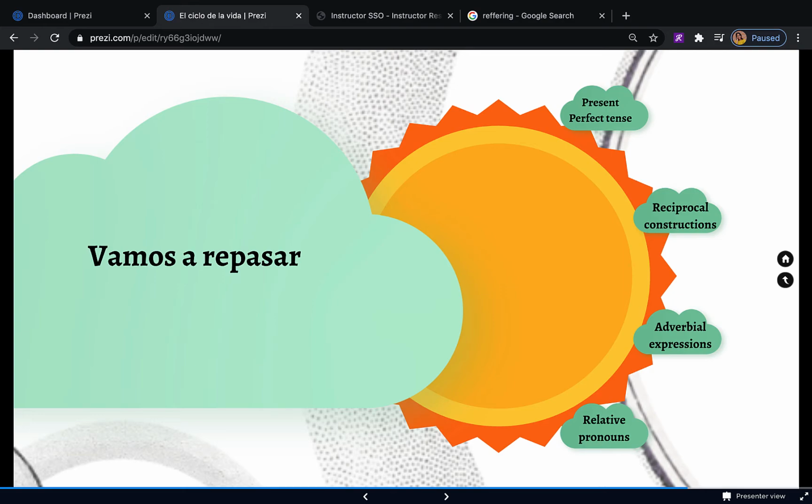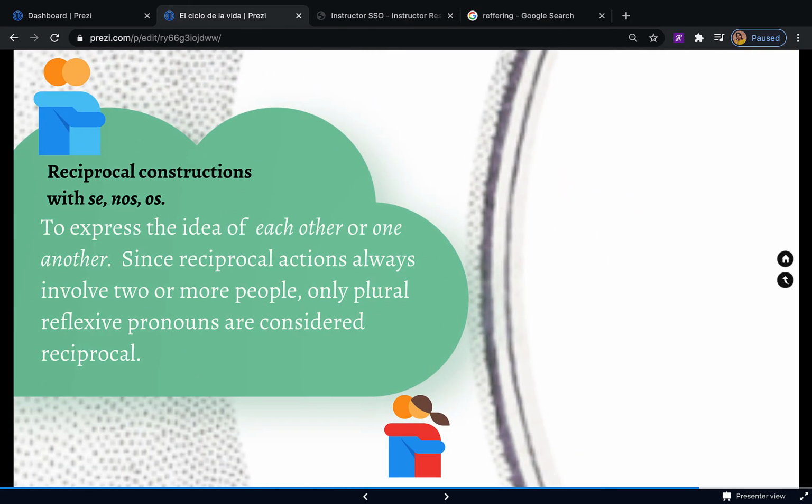Let's move on to reciprocal constructions. So these are used to express the idea of each other or one another. Remember, since reciprocal actions always involve two or more people, we only use the plural reflexive pronouns. Se, nos, and os. We will mostly use just se and nos here though.